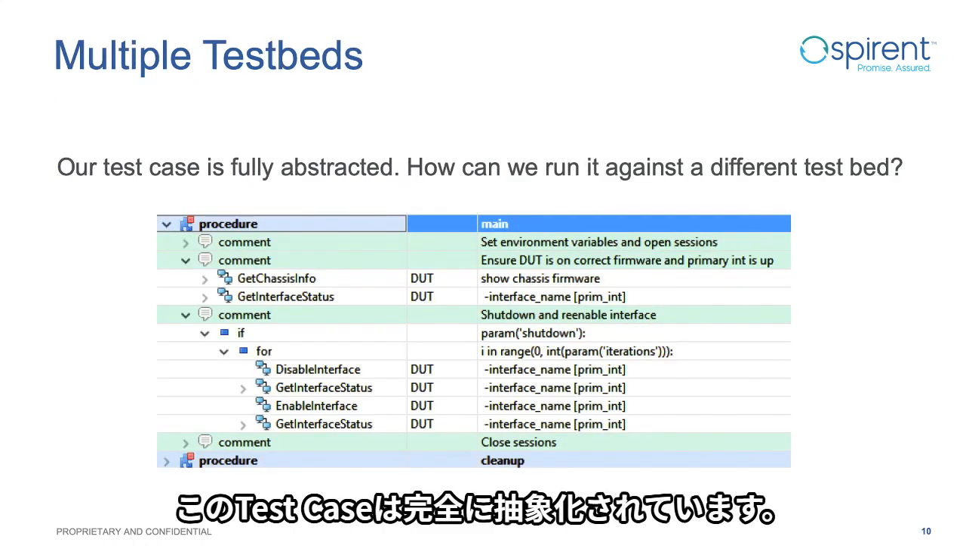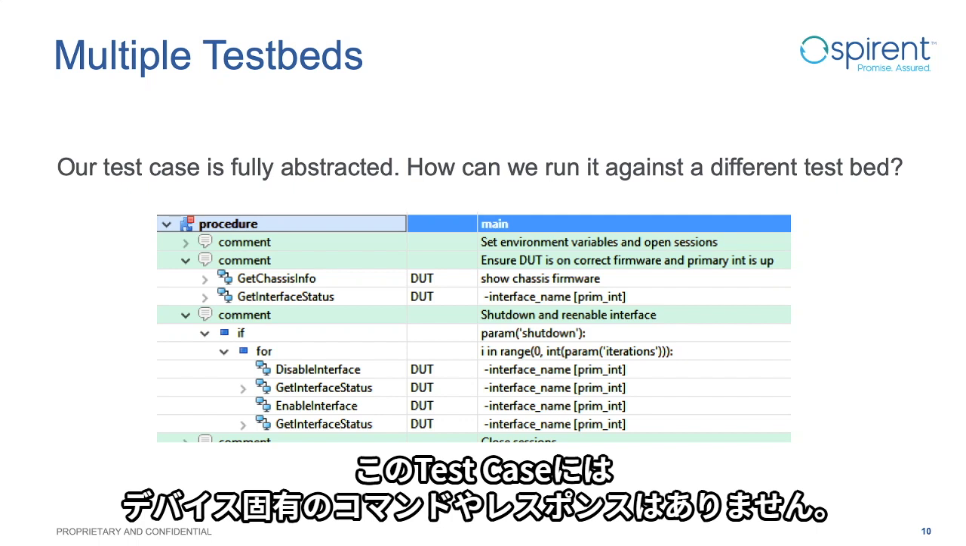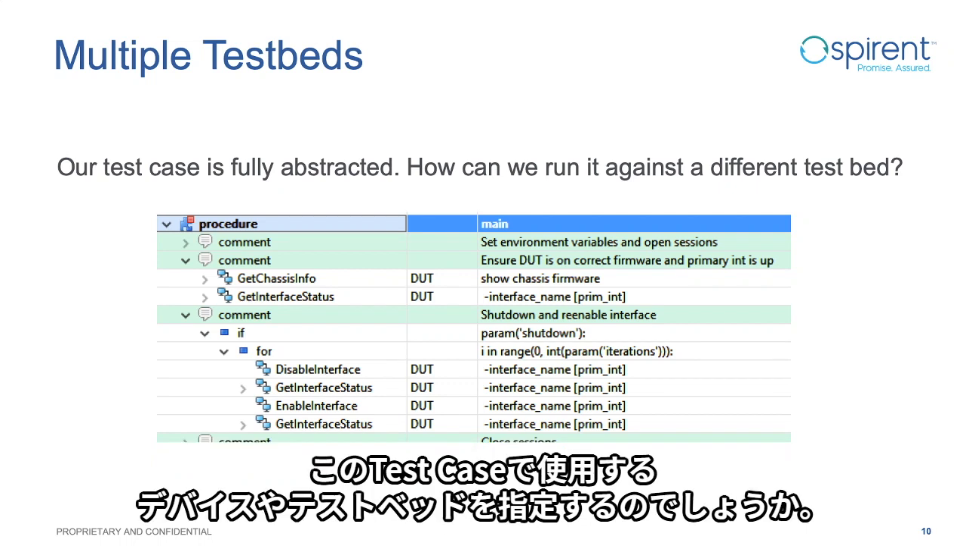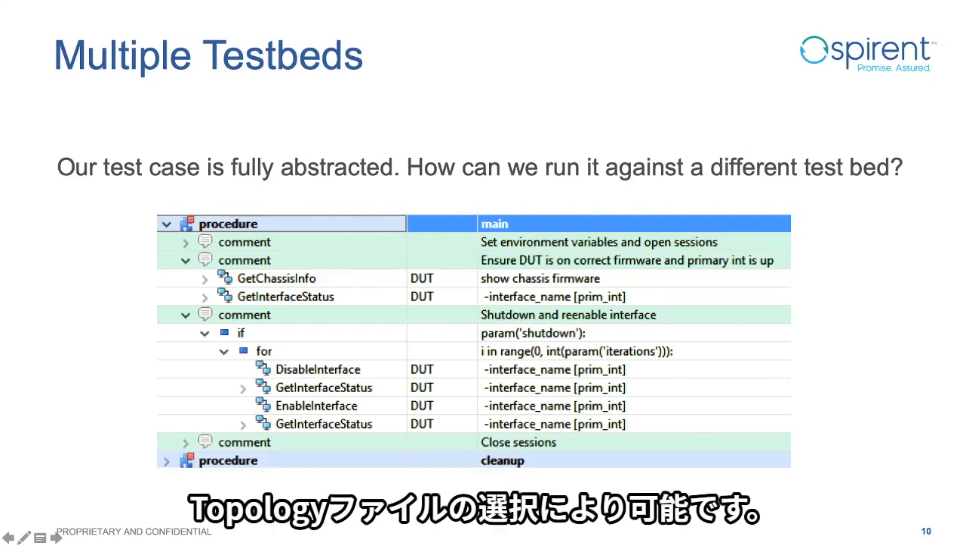This test case is fully abstracted. There are no device-specific commands or responses in this test case. How do we indicate which device or which testbed we want to run the test case on? We do this by choosing a topology file.